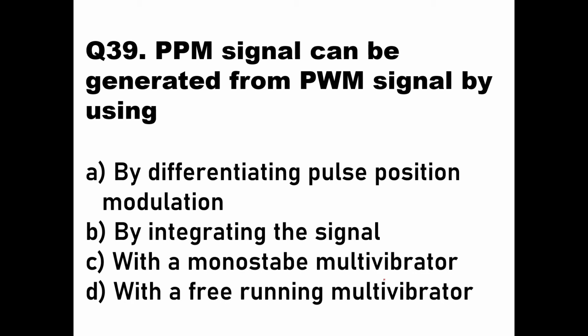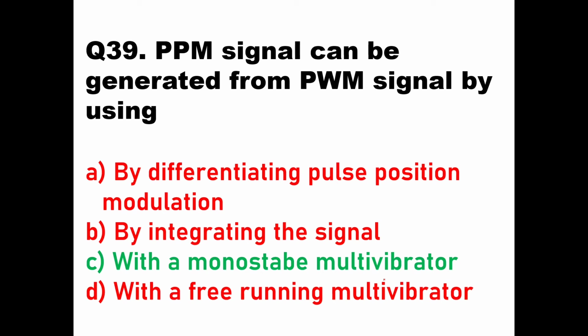And in that pulse width modulation, that is PWM, the width of the pulses is varied according to the information signal. Now those varied pulse widths, if you give them to a monostable multivibrator, then that monostable multivibrator will produce pulses of constant width, but it will change their position. So you will get PPM from PWM by using a monostable multivibrator. So here the answer will be monostable multivibrator, which will generate pulse position modulation from pulse width modulation.